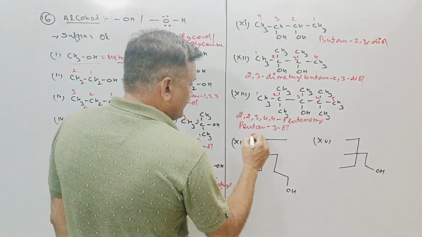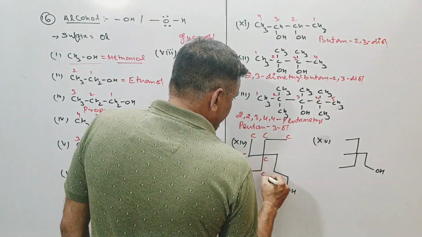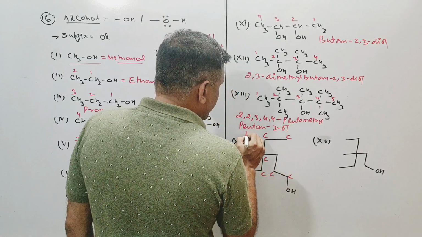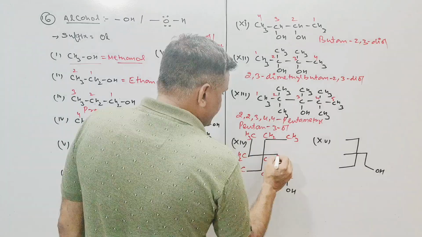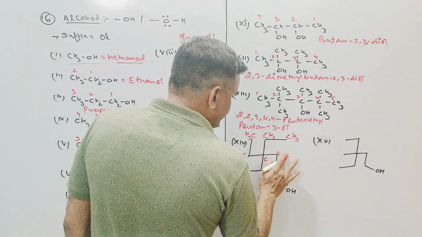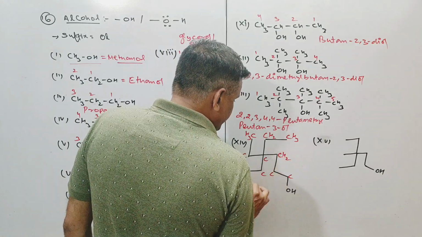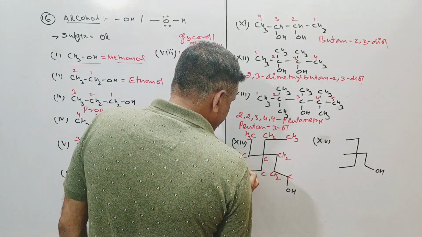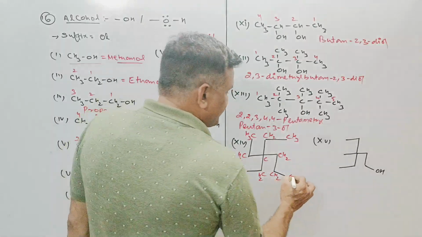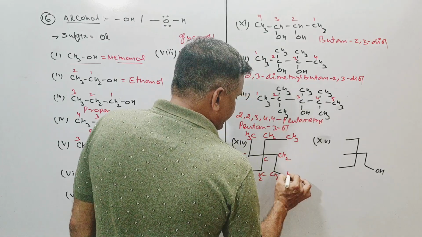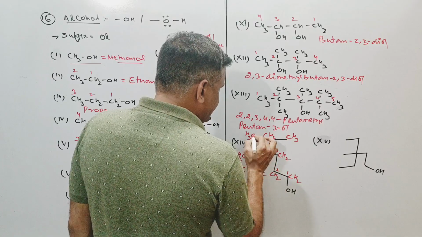If we go with this compound, this is the CH3, this is the CH2, CH3, this is the CH2, CH2. You can see CH2, this is the CH2, this is the CH3, CH2. All are balanced. This one is not, so balance it. Counting 1, 2, 3, 4, 5 and 6.